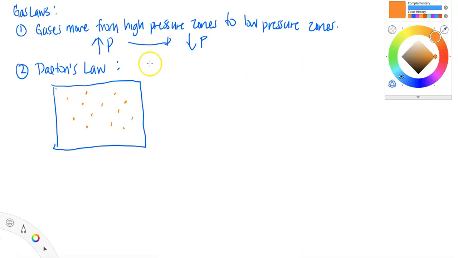So we'll call this one, we'll say the oxygen is that one. And we'll say this one here is CO2. And this one we'll say is nitrogen. So this gas is these three gases mixed together.